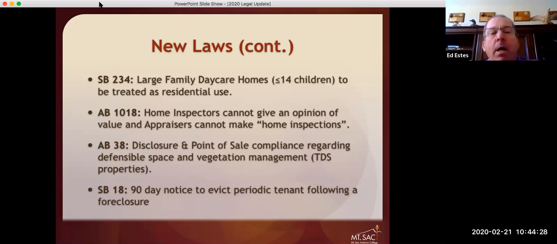AB 38, disclosure and point of sale compliance regarding defensible space. So in those areas that are prone to fire, so we've got the state responsibility areas, and we have the wildland fire areas that are noted in the Natural Hazard Disclosure, or NHD, report. It's anticipated that local governments will start identifying those properties, going out and requiring property owners to create defensible space and require property owners to have fire retardant landscaping.